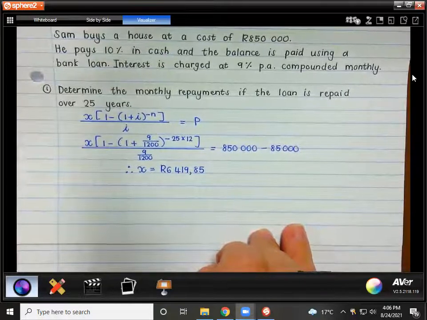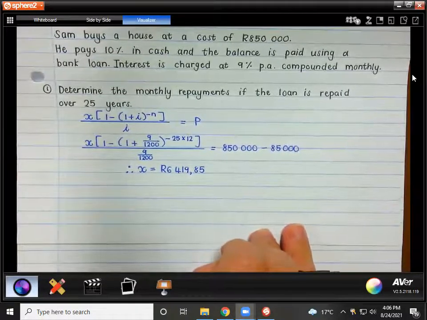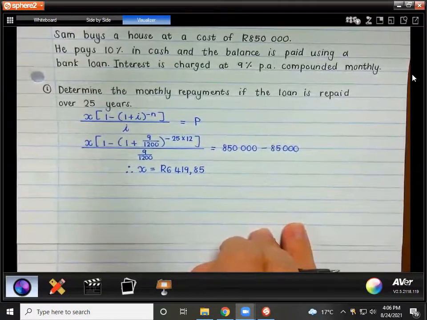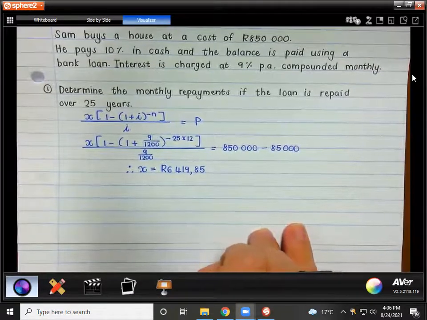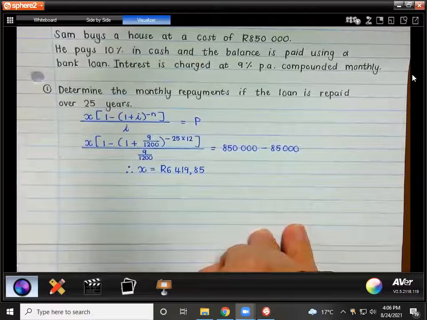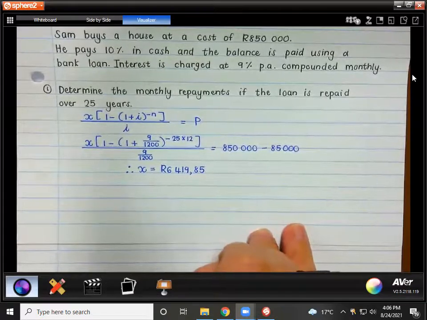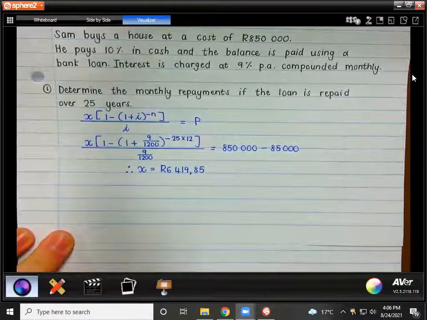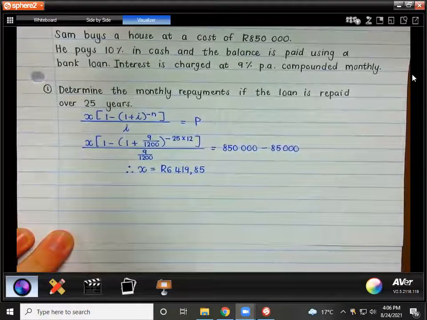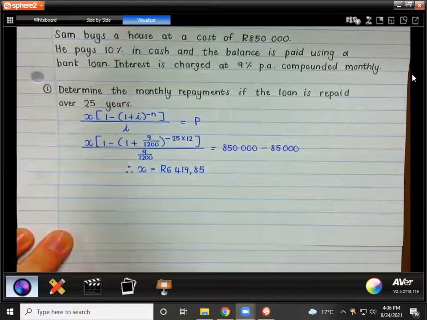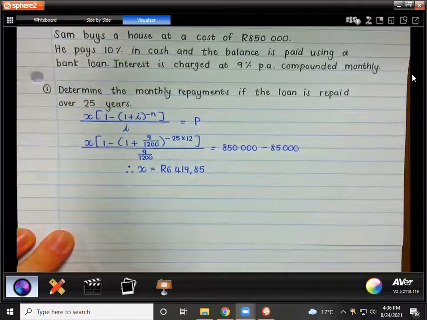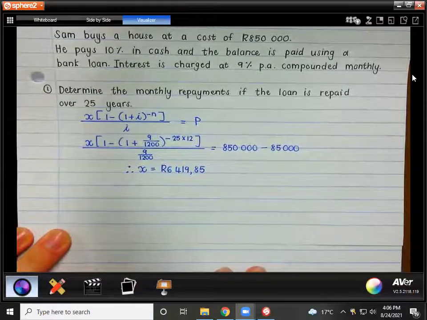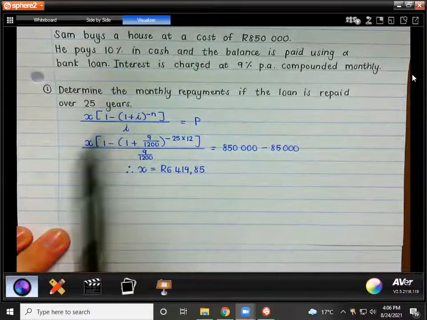I'm just waiting for everyone to finish copying that down and then we'll just find the balance. After 10 years, if you want to write that down, number 2, determine the balance owing on this loan after 10 years. Then we'll just practice both methods and then we're done. Are there any questions on this, guys?